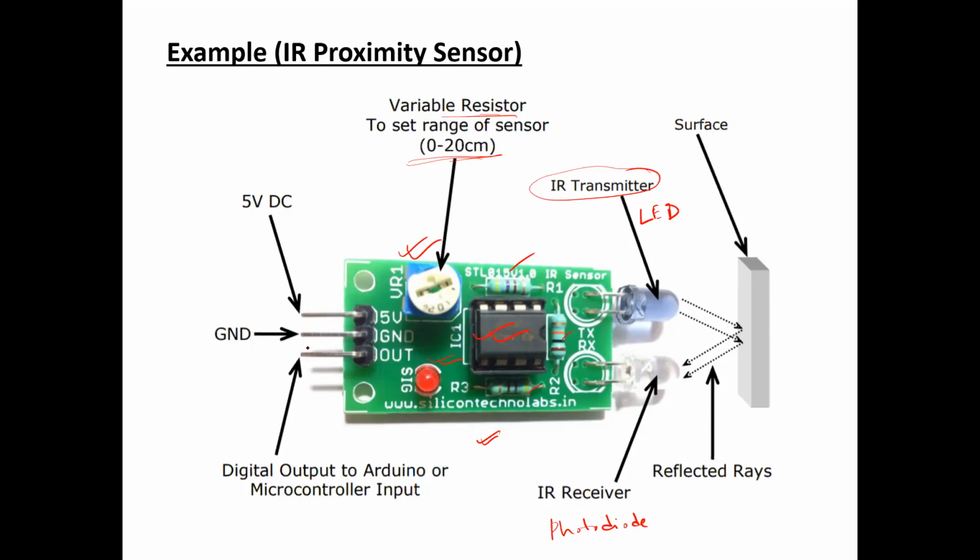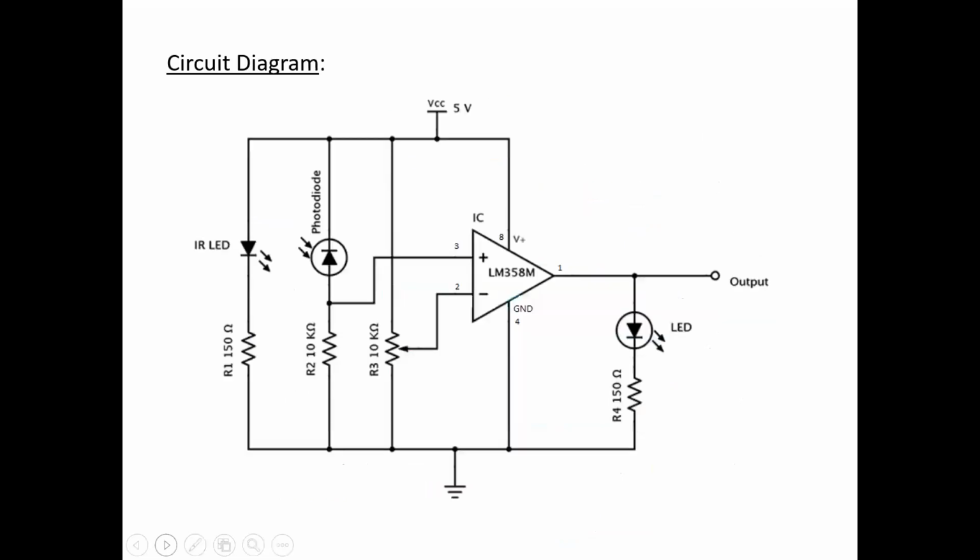And there are 3 power rails. 2 are for providing the DC supply, and 1 is for taking the output. So the output can be further used in some microcontroller in order to actuate some signal upon detection of a particular object. So how these elements are connected, that is shown with respect to this circuit diagram.